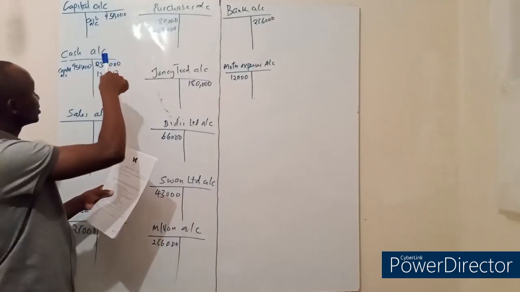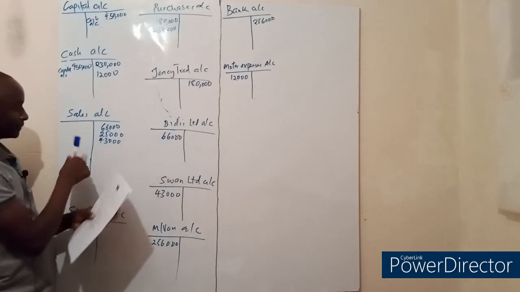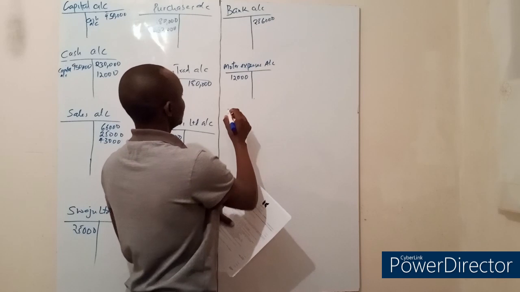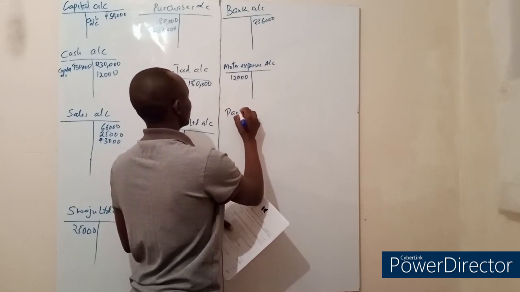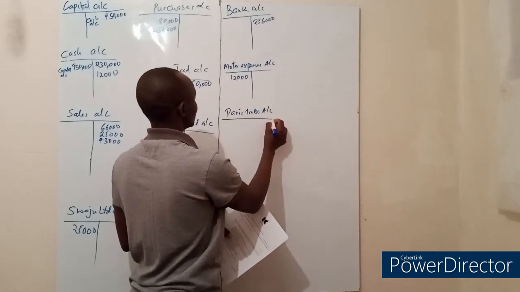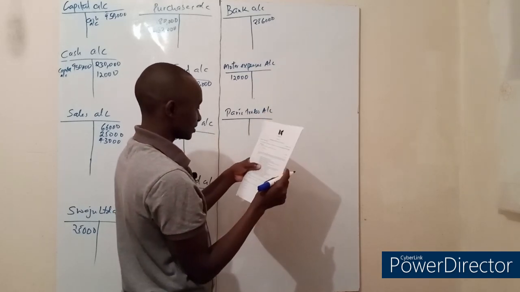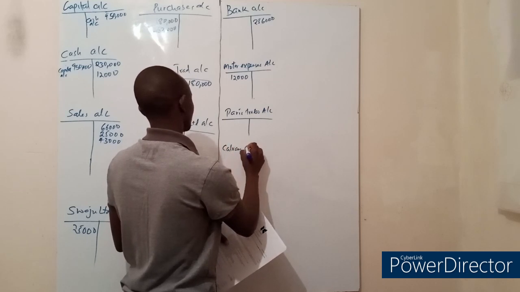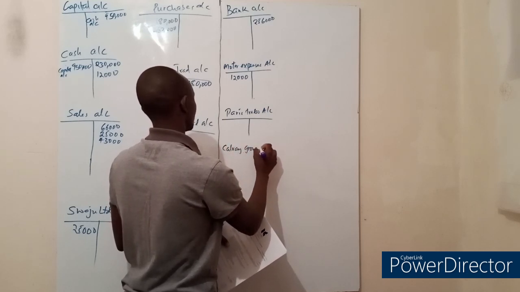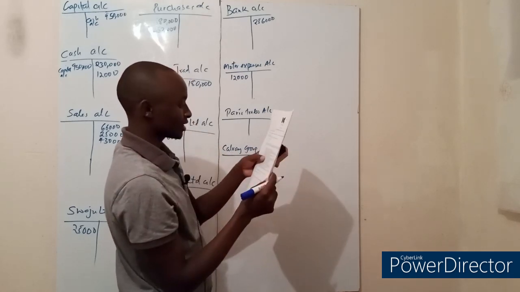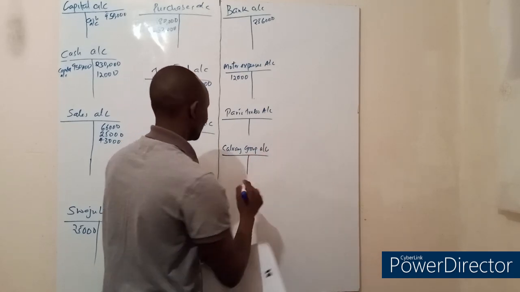So we have sales account. We already have the sales account here, but we are selling to who? We are selling to Paris Traders. Paris Traders account. We have who again? We have Calvary Group. And we also have Finlay Limited.